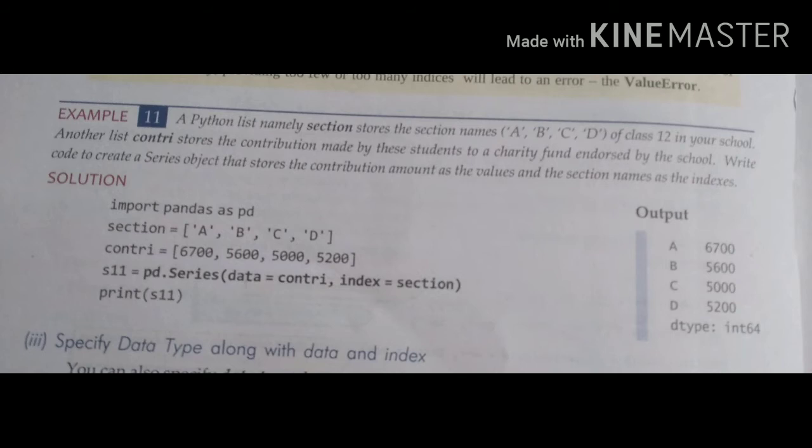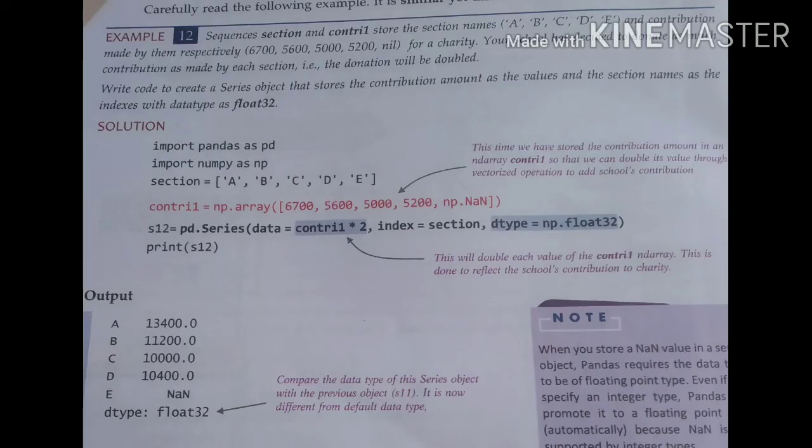In this example also we are creating a series, but first of all we are creating an array A, B, C and D. These are the different sections we are giving in the variable section, and control is the variable in which we are giving the data which we want to display in the series. Now see the command for series, pd.Series, data which is 6700, 5600, 5000, 5200, and index is the section. So in the output the index is coming as A, B, C, D, which was given in the variable section.